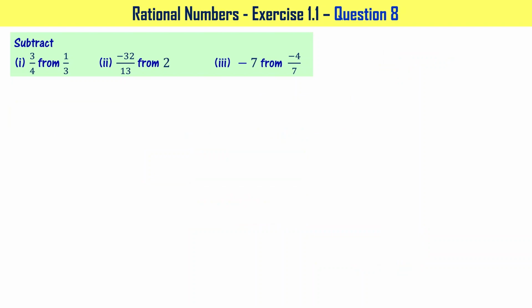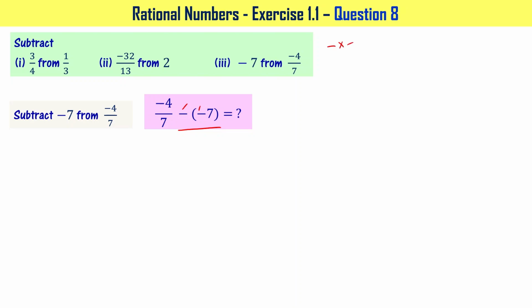That is, we want to subtract -7 from -4/7. That can be written as -4/7 - (-7), right? When you multiply these two minuses, what you get is plus. We said that, right? Minus times minus is plus.